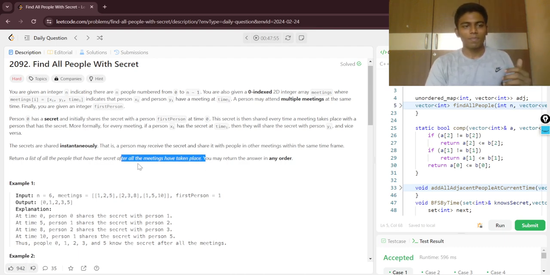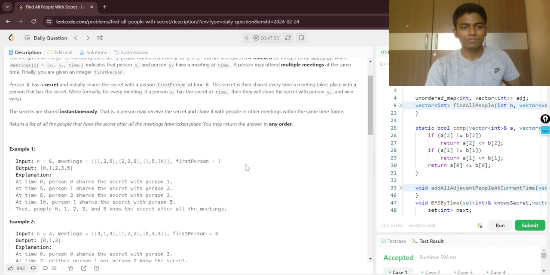Suppose, let's say, there are 10 meetings. After 10 meetings, one after the other, all the meetings get completed. So at that particular time, who are the people who know this particular secret? We need to return that, and it can be in any order.